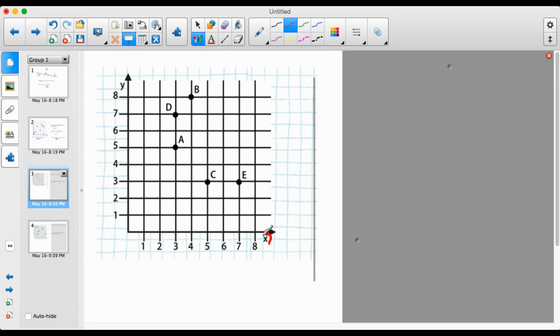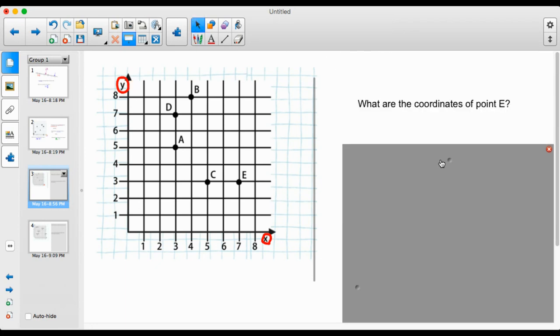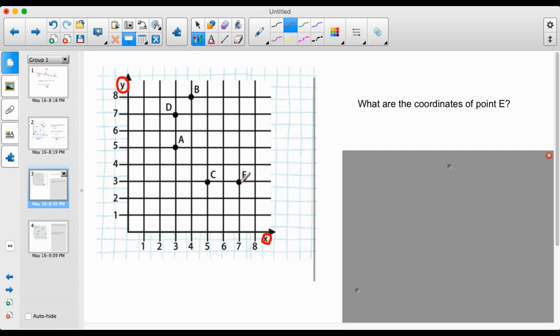Remember, our x-axis is always our horizontal one that goes across or over. And our y-axis is always our taller one that goes up and down. So now let's look at our questions so we can start answering. It says, what are the coordinates of point E? Do you see it? Here he is.